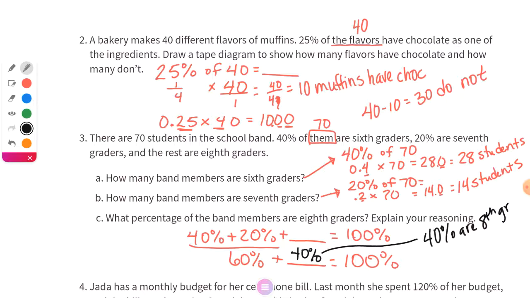Okay, so you got 28 students, which is correct, but it doesn't answer the question because it says what percentage. So be careful because that's a common error. It could ask us either one. It usually doesn't ask us both. It usually asks for one or the other.